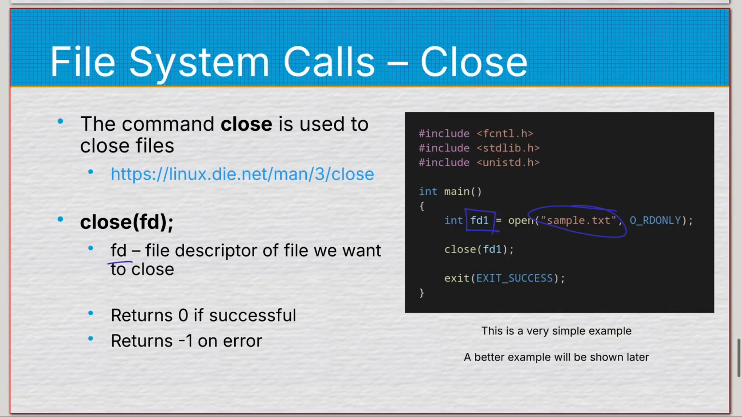When you get done using a file, you want to close said file. You don't want to just leave files hanging open. That is very, very bad behavior. So when you open a file, do what you need to do with it. Once you are finished, go back and close it. This just returns 0 if it's successful and -1 on error.